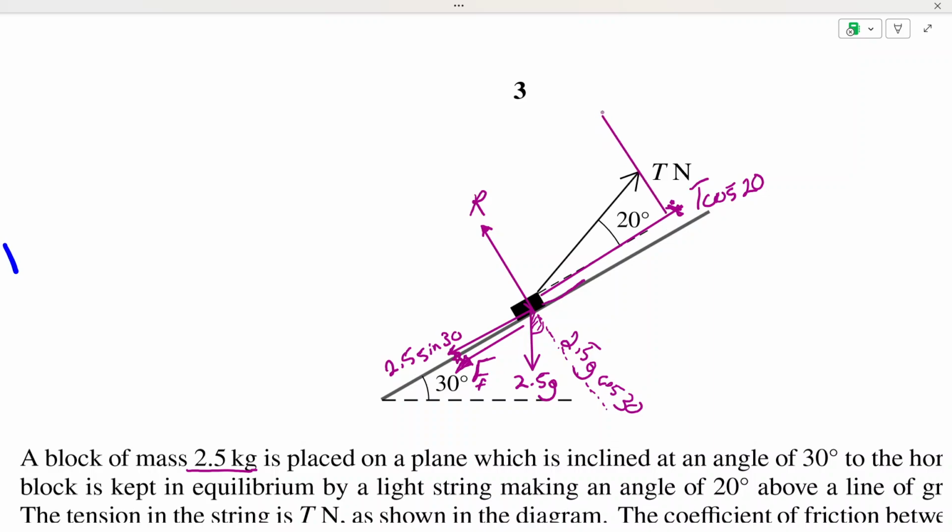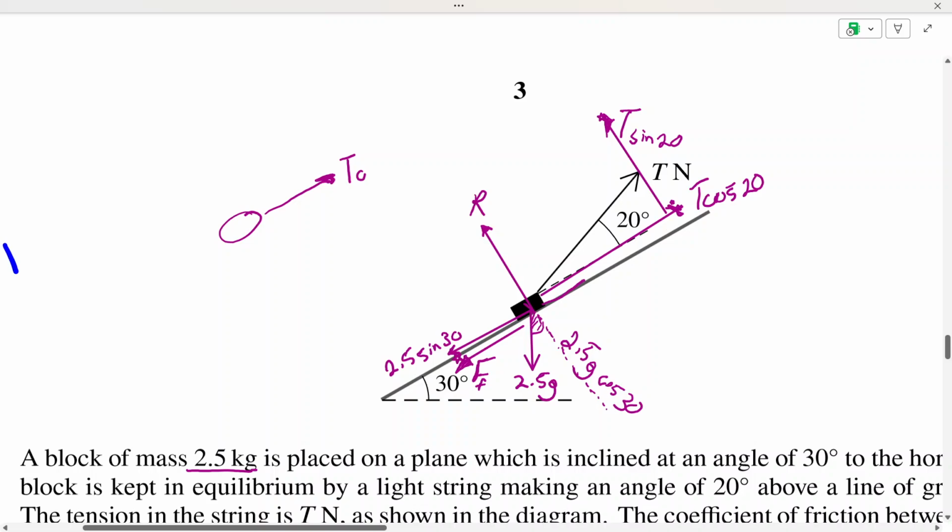And the other resolution for the T newtons, which is acting at 90 degrees to the line of greatest slope, is just going to be T sine 20. So these are the forces that are acting on this particle. I'm just going to draw a summary of them right here, so that we have a block. So acting up the plane, we have T cos.